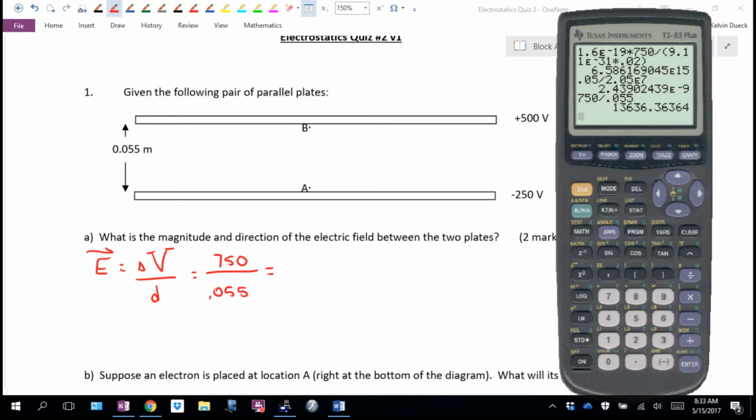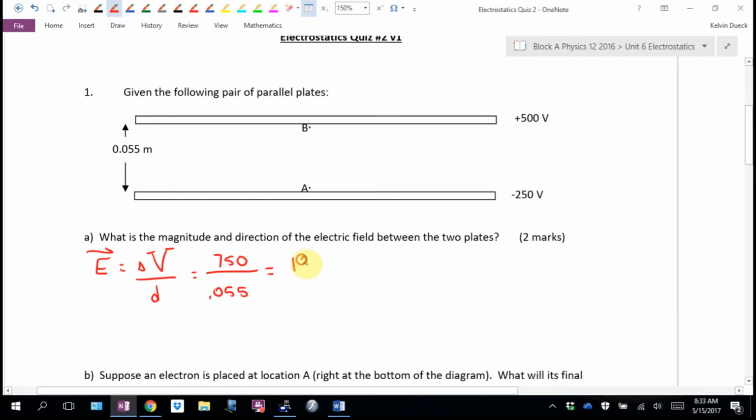You get 13,600, is that right? So 13,600. If you said newtons per coulomb, I would give you full marks. Here, because I used volts and meters, I would use the other units for electric field, volts per meter. That gets you some marks.